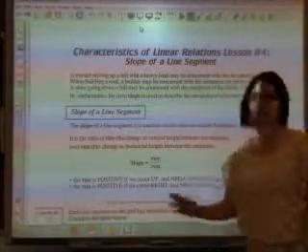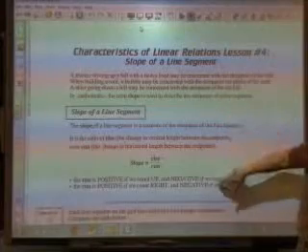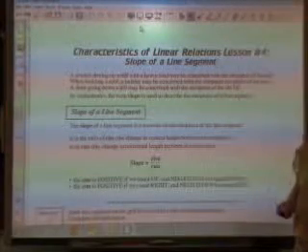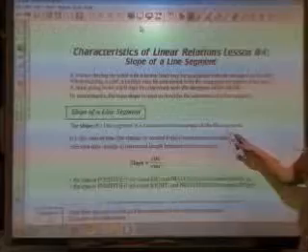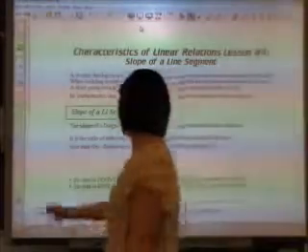If the rise is positive, we go up. If the rise is negative, we are going down. When the run is positive, we are going to the right. When it is negative, we are going to the left.